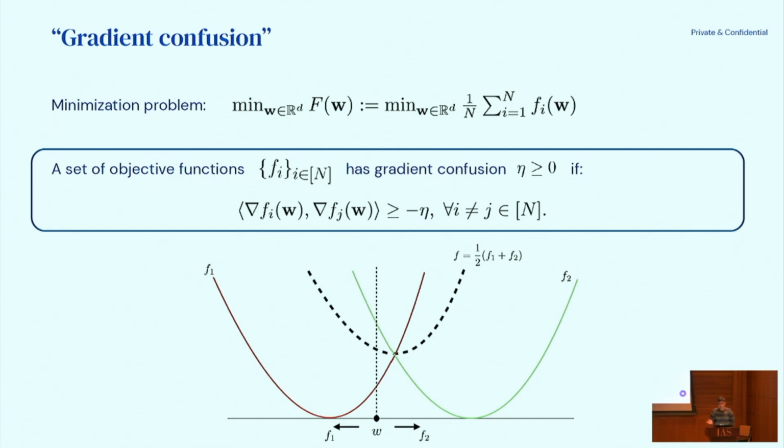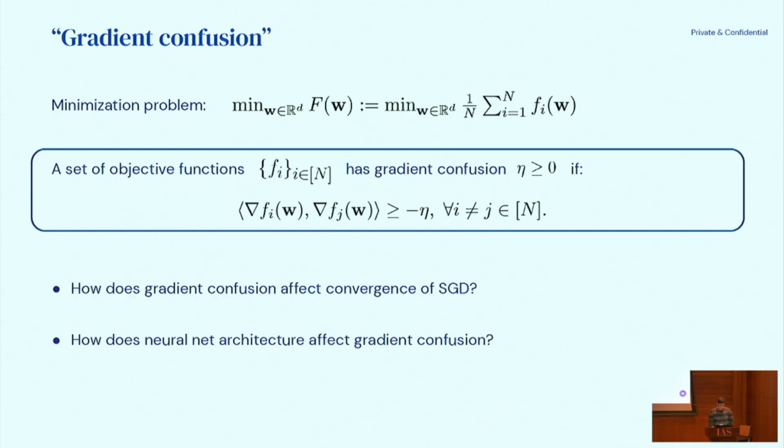This, of course, has connections to the gradient variance, which we elaborate on in the paper. And so, defining this condition, we have two parts in the paper. We first analyze how the gradient confusion condition affects the convergence of SGD. And then we look at how the neural net architecture affects the gradient confusion condition, and this in turn helps us understand how it affects optimization performance.